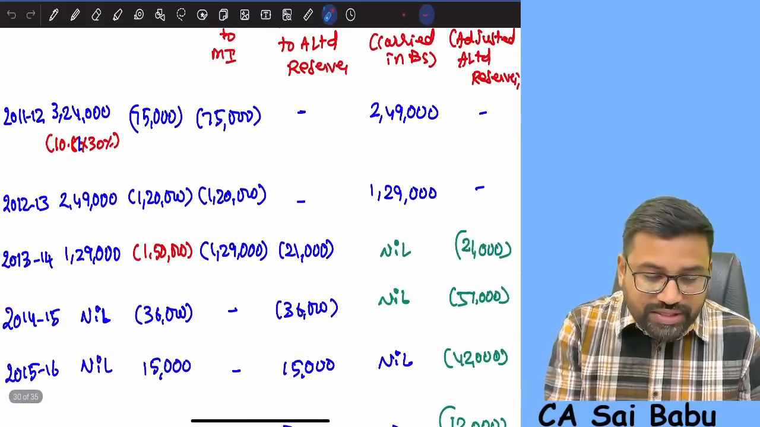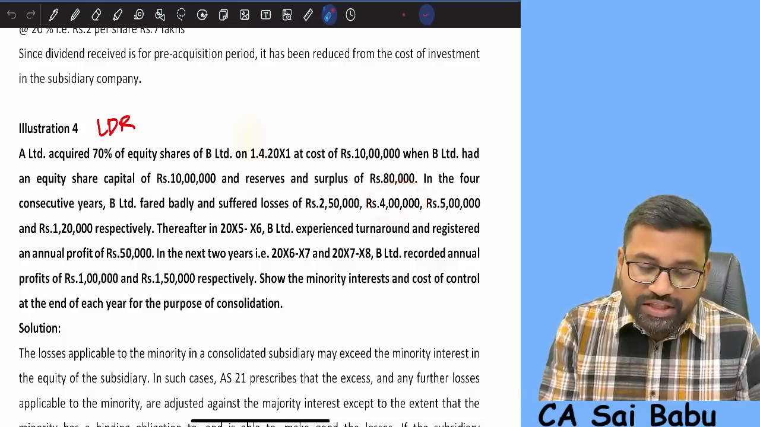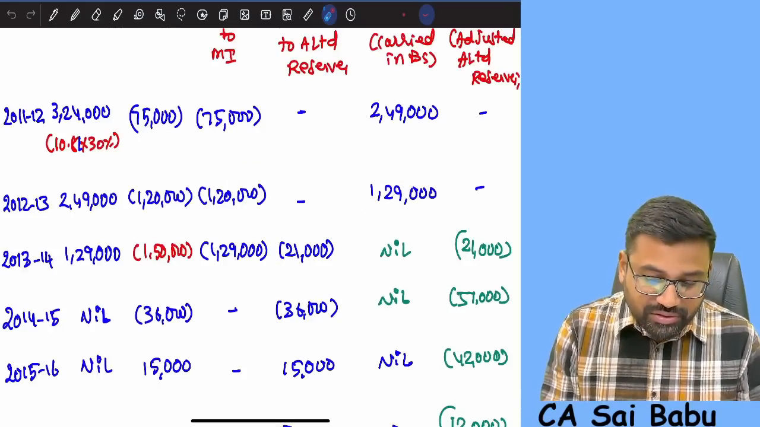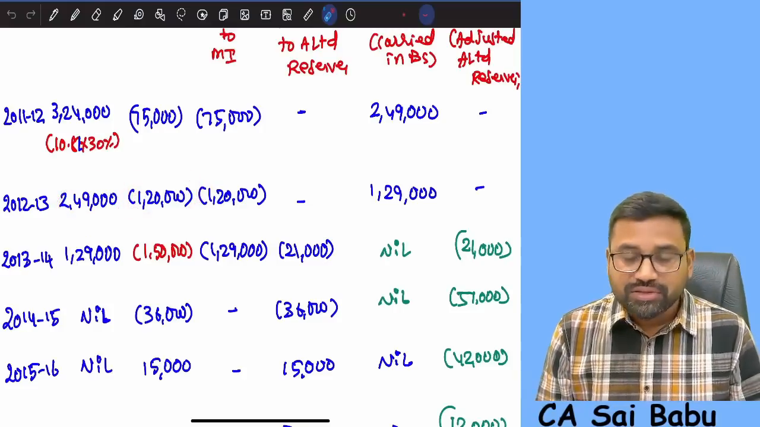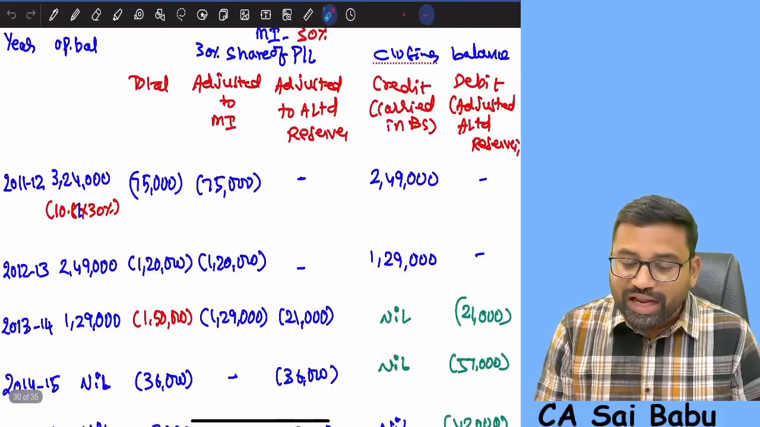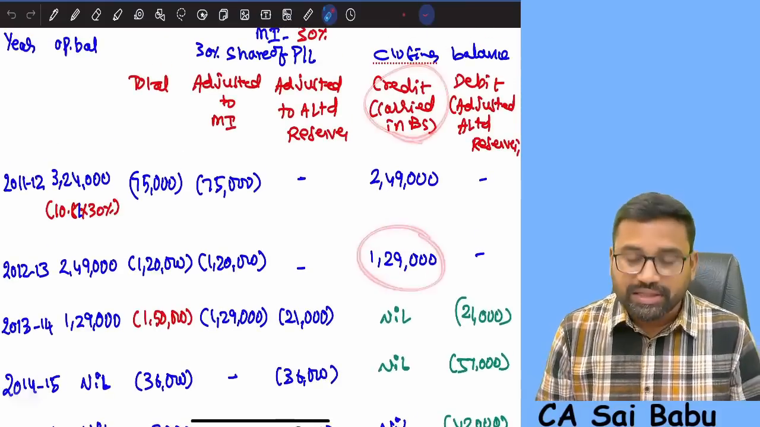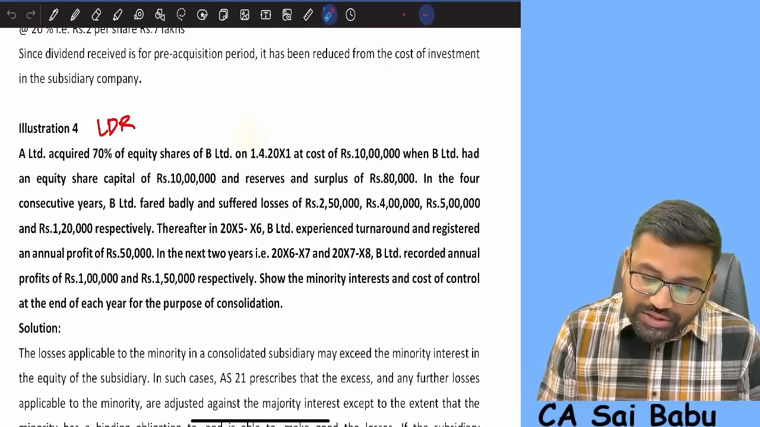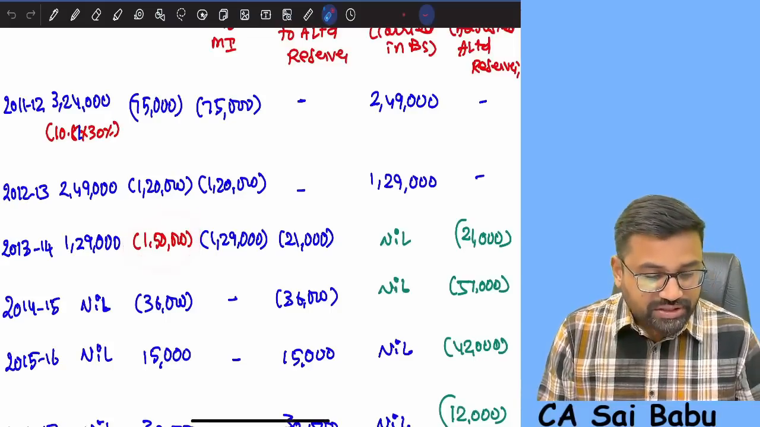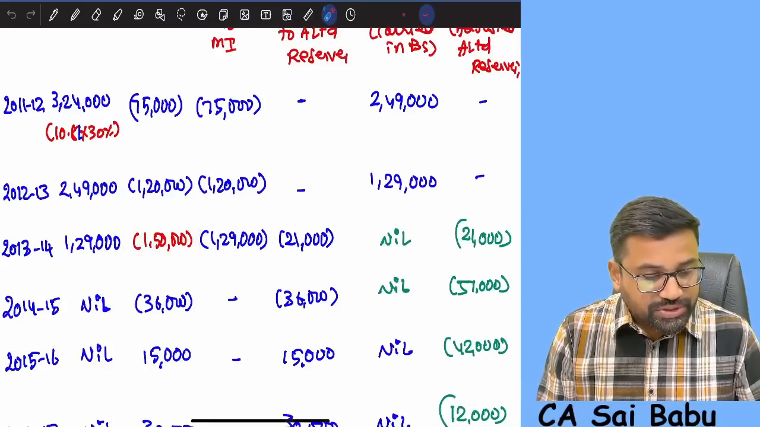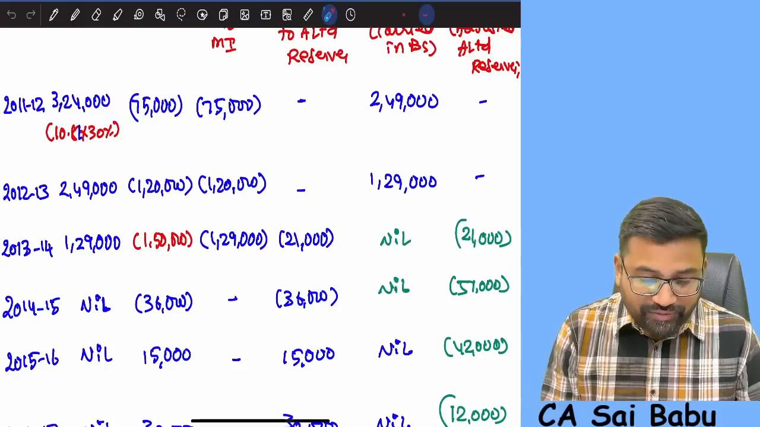Next year also there is a loss, 4 lakhs loss. In this 4 lakhs, 30% share is 1,20,000. So 2,49,000 minus 1,20,000, minority interest has become 1,29,000 credit balance in the balance sheet. Again next year there is a loss, sir, 5 lakhs. In this 5 lakhs, their share is 30%. 5 lakhs into 30% will be 1,50,000.